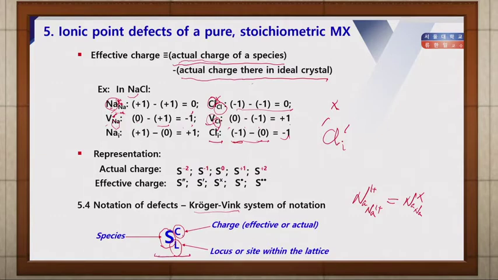This is very important in defect chemistry. You should understand this Kröger-Vink system of notation, which consists of 3 things. Number 1, the major entity, which represents the species you are trying to describe. And then as a subscript, you always put the symbol for the locus or site. And then as the superscript, you put the charge in terms of effective charge. Very important, but it's quite simple, right?